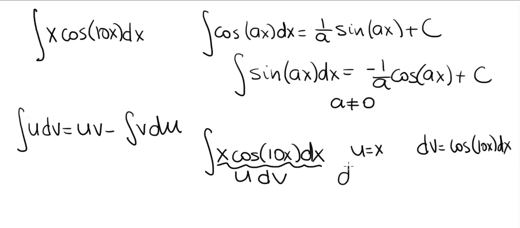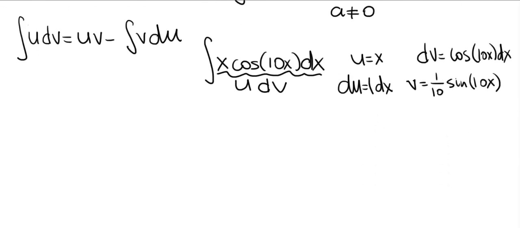From here it's very easy to find du. du is just 1 times dx. And v, using the formula above, it's just an antiderivative, is going to be 1 over 10 times sine of 10x. Now we have all the four parts that we need, and we're going to evaluate this integral. The integral is actually fairly straightforward.